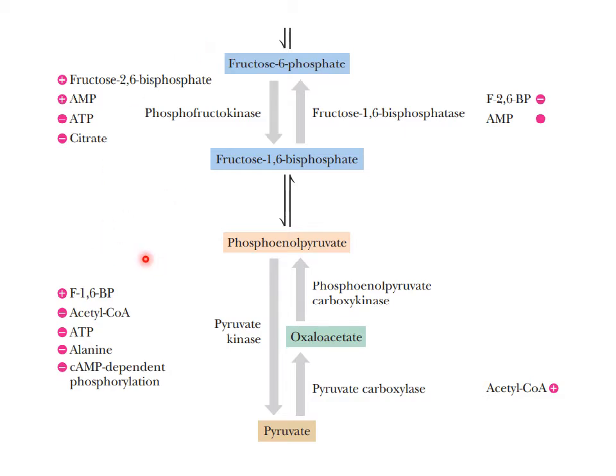So for instance, over here, you see that fructose 1,6-bisphosphate can be an activator to pyruvate kinase and this step over here, because if you have more of that substrate, you're going to want to break it down. You're going to want to do more of the reactions that come after it. Okay? So this kind of shows you some of the activators and the inhibitors.